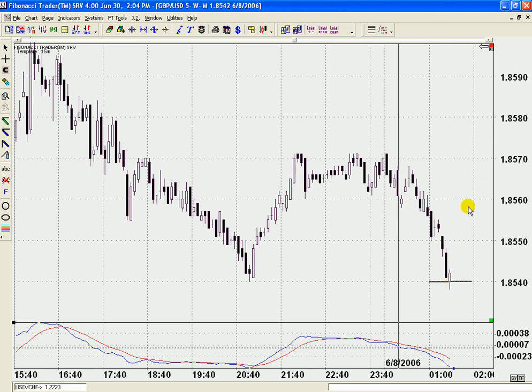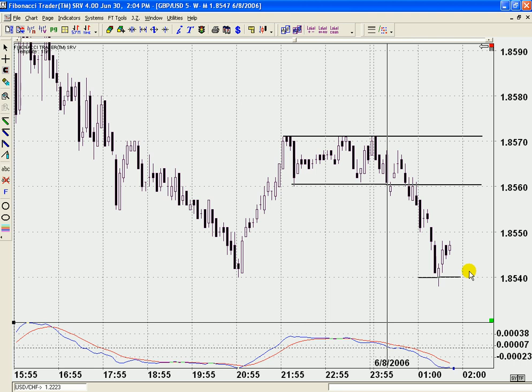Sometimes the bounce can happen very quickly. Other times it can take a while for it to unfold. Now we've got a key level up here. So we've only got 20 pips to that level, and we've only got 30 pips to the next level of resistance where price could bounce to if it stays in its range before London opens.